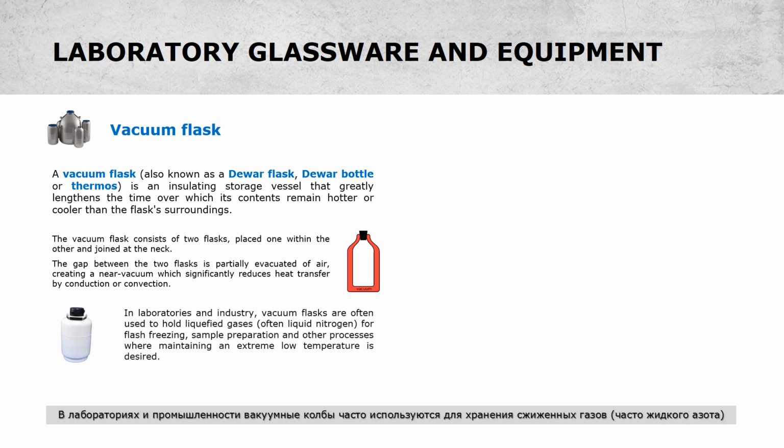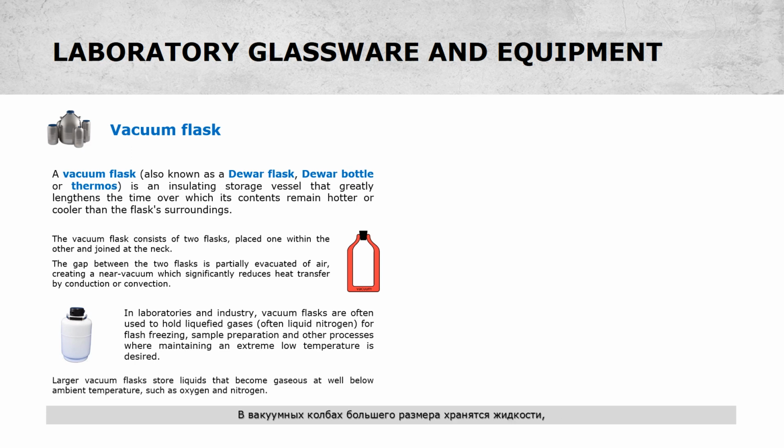In laboratories and industry, vacuum flasks are often used to hold liquefied gases, often liquid nitrogen, for flash freezing, sample preparation and other processes where maintaining an extremely low temperature is desired. Larger vacuum flasks store liquids that become gaseous at well below ambient temperature, such as oxygen and nitrogen.